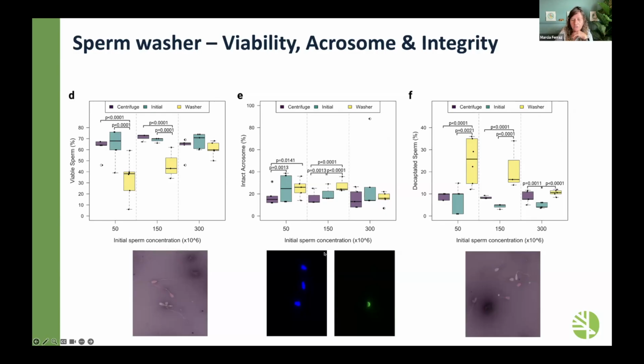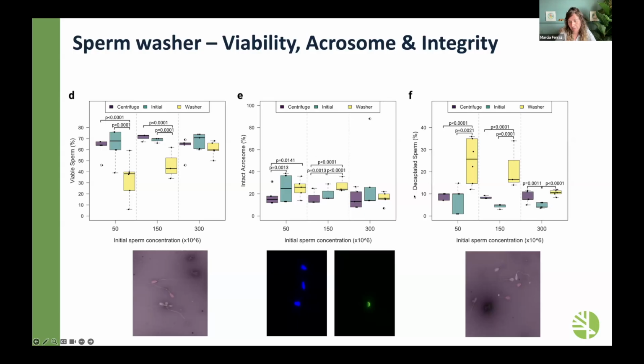Next, the integrity of the acrosome. We did a staining for the acrosome, that is this cap on the sperm head that is really important for fertilization. As you can see here, this is a normal intact acrosome. Here are 3 sperm heads, and one of them had a normal acrosome, the other 2 didn't. And we saw there was no difference in integrity of the acrosome for the 300 million. Of course, for the other concentrations it was a little bit different.